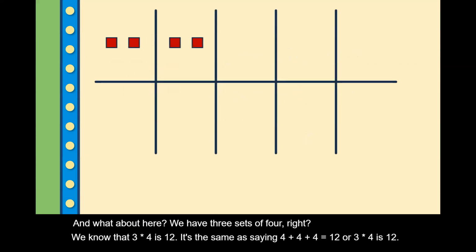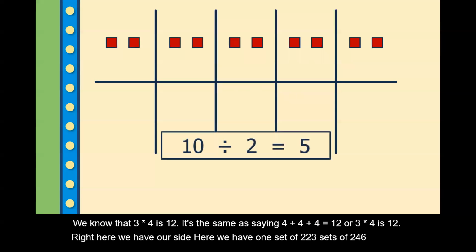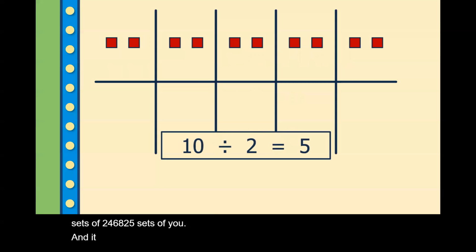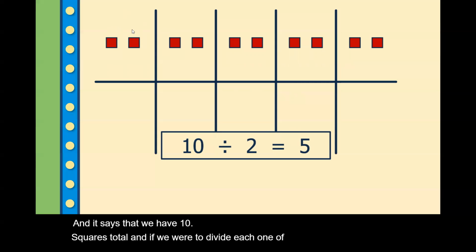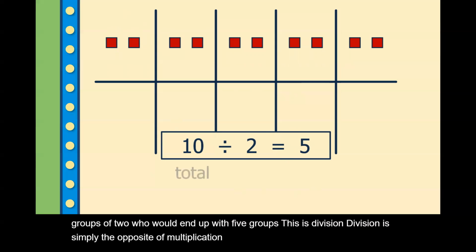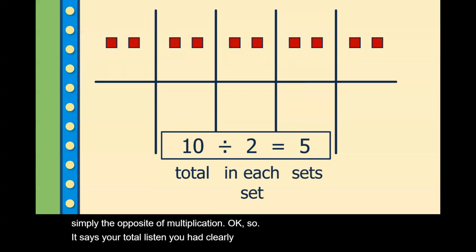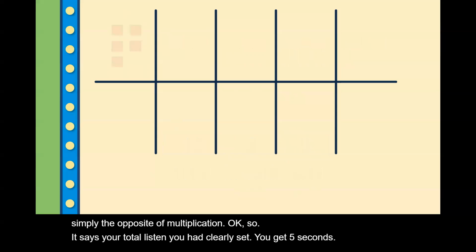All right, here we have our sets. We have 1 set of 2, 2 sets of 2, 3 sets of 2, 4 sets of 2, 5 sets of 2. And it says that we have 10 squares total. If we were to divide these red squares into groups of 2, we would end up with 5 groups. This is division. Division is simply the opposite of multiplication. So your total is 10, you have 2 in each set, and you get 5 sets. All right, let's try that again.